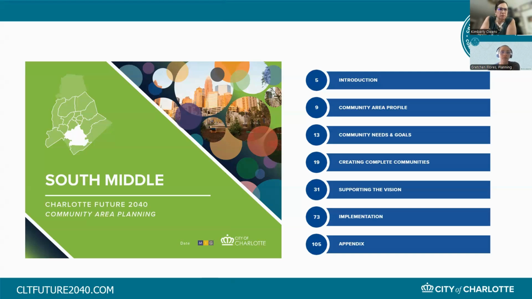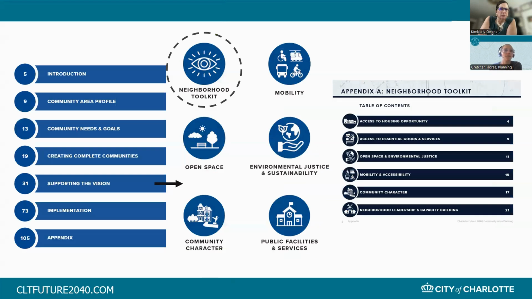It also includes a community toolkit, which are really resources that exist throughout the city in helping the community achieve whatever they might need for their specific neighborhood area. So this is what the neighborhood toolkit basically has in it. It's resources in terms of what resources exist in terms of access to housing, residential goods and services, some open space and environmental justice resources. It's got mobility resources, community character resources, and then neighborhood leadership and capacity building.